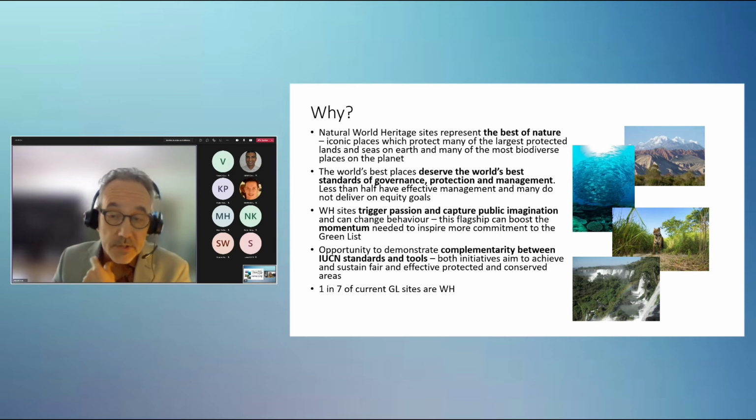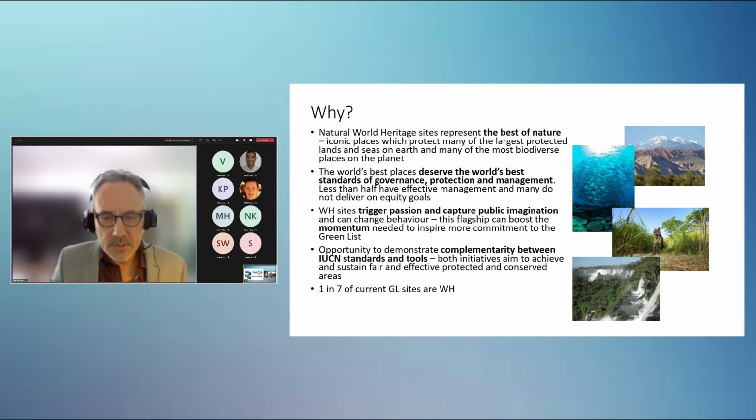So why would we use World Heritage in this way to catalyse this action? These represent some of the best of nature, some of the largest protected lands and seas on Earth. 54 World Heritage sites are over 1 million hectares, and 42 countries have 10% of their protected area estate under World Heritage status. The premise here is that if they're the world's best places for nature, they should be deserving of the world's best protection and management and governance, and we know that less than half of them are receiving that.